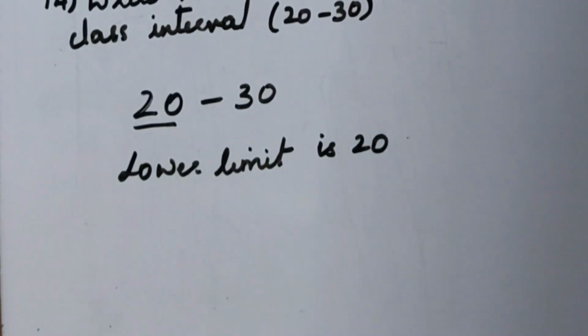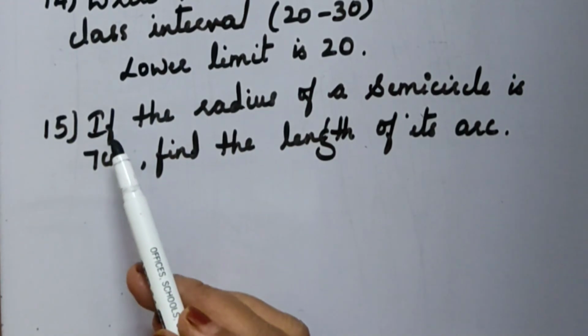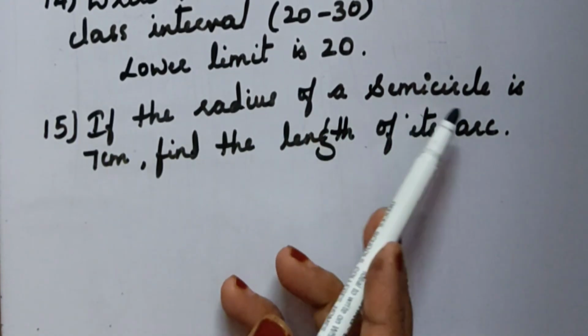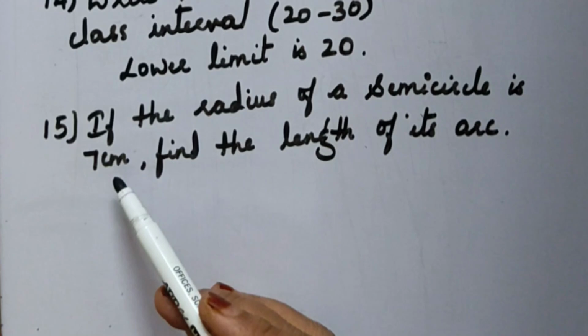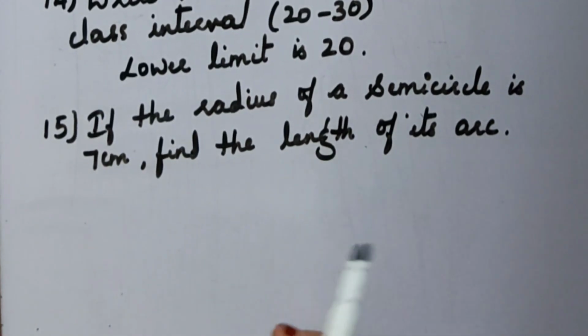Hope this is clear. Here we have got the question. If the radius of a semicircle is 7 centimeter, find the length of its arc.